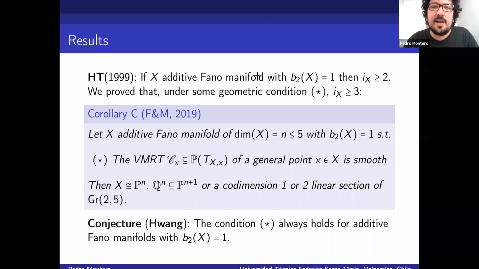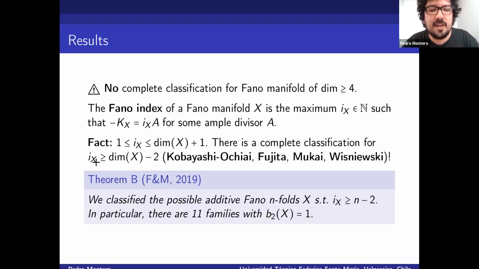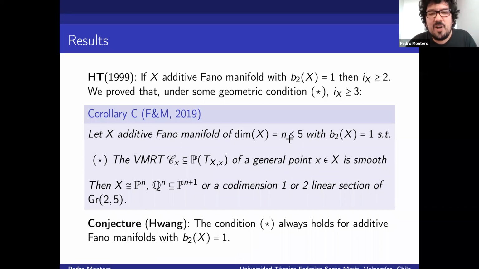And here we prove that under some geometric condition, the index has to be at least 3. So you look again at our theorem before, where the index is at least the dimension of X minus 2; then you can use it when the dimension of X is 5 or less. So this is a corollary. If you have a Fano manifold of Picard rank 1 of dimension at most 5, and you assume that the VMRT, I will tell you in some minutes what this is, the variety of minimal rational tangents, of X at a general point is smooth, then your variety is either the projective space, a smooth quadric, or a linear section of the Grassmannian G(2,5) of codimension 1 or 2.